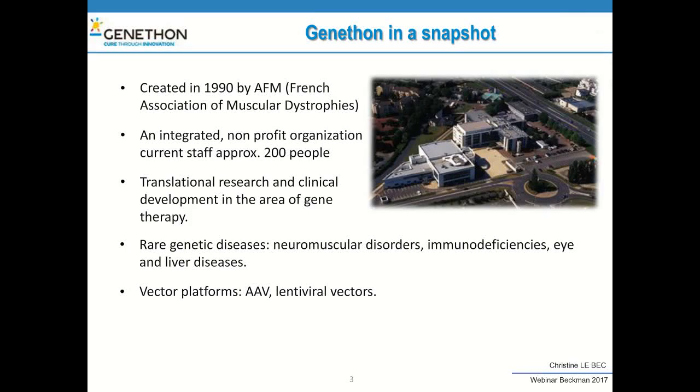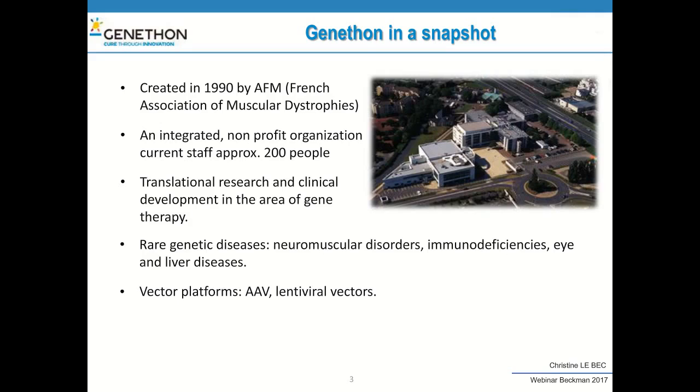First of all, Genethon was created in 1990 by the French Association of Muscular Dystrophy, the AFM. Genethon is an integrated R&D center. It's a non-profit organization. We are currently approximately 200 people: researchers, technicians, engineers, and administrative persons. Our mission is to design and develop gene therapy products for rare diseases. We ensure the translational development from research up to clinical validation.